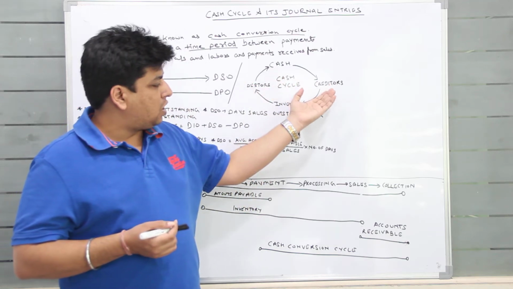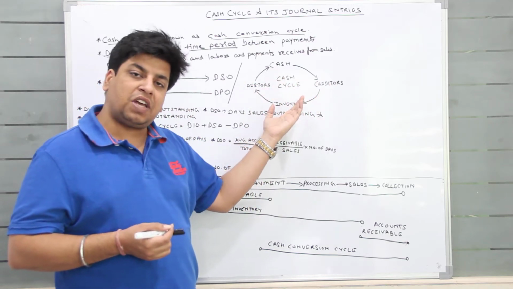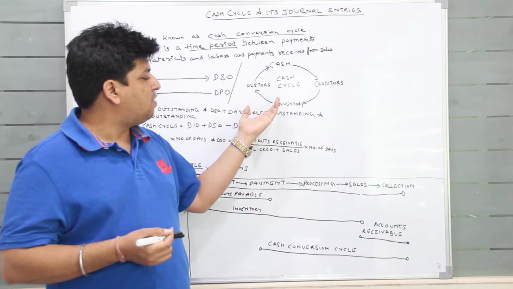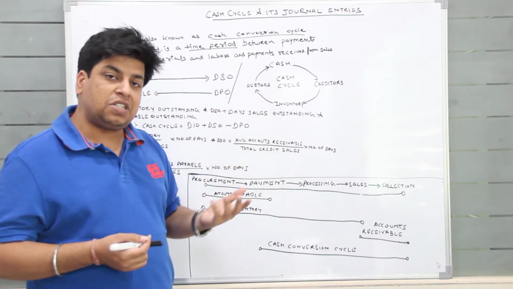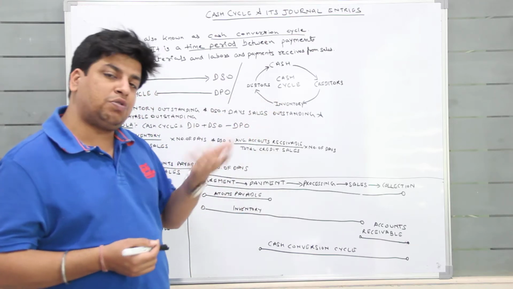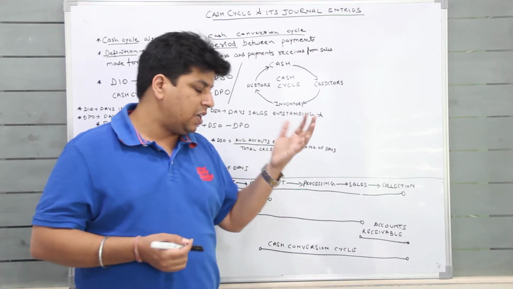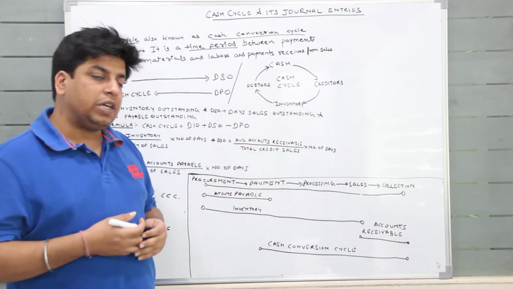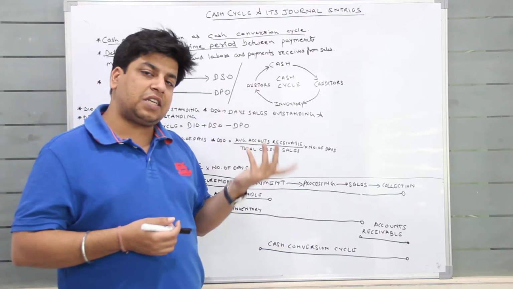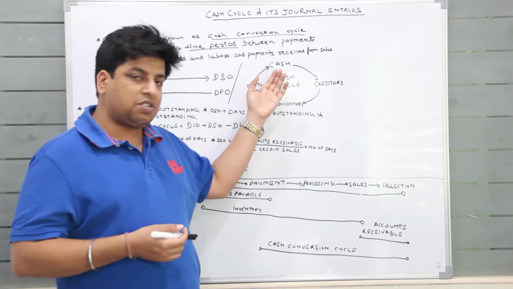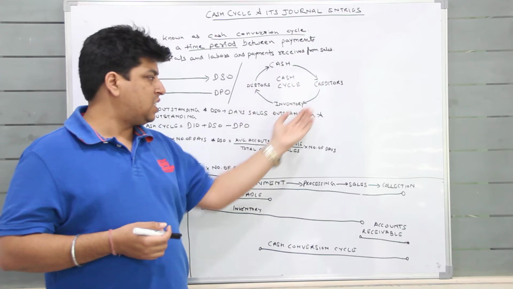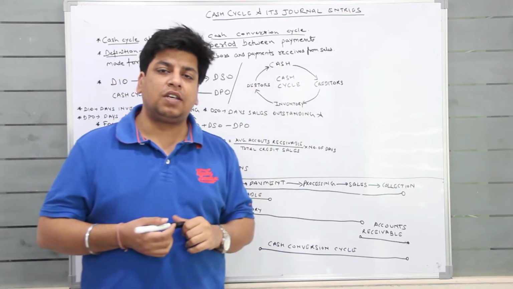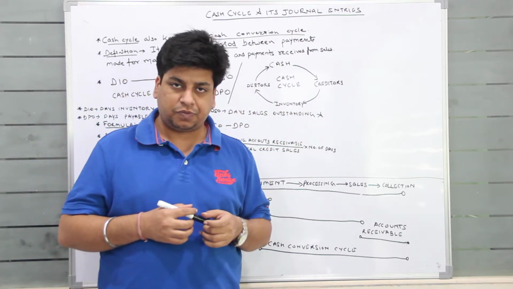So we make payment to the creditors once they have given us the inventory, and then this inventory is converted to finished good and sold to the customers on credit. Hence we have debtors, and then the collection team converts this debtors, that's accounts receivable, into cash. So this entire cycle will be known as cash cycle.